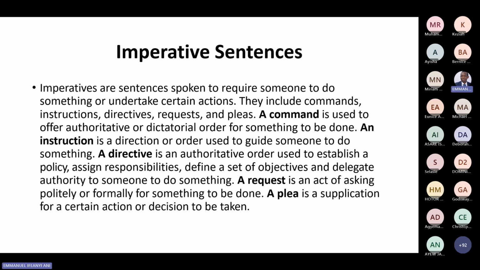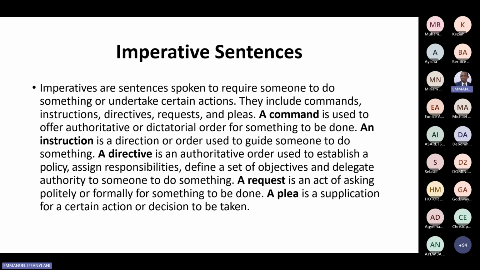Imperative sentences. Imperatives are sentences spoken to require someone to do something or undertake certain actions. So when you want something to be done, what comes out of your mouth is called an imperative. Of course, you know what imperative is. You've heard how imperatives are used in common language. It is imperative you do this. It is imperative for us to do that. Go for a press conference. So that's what imperative means.